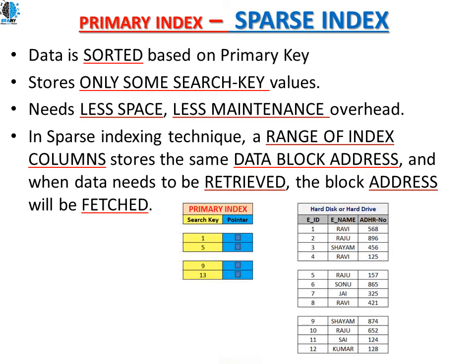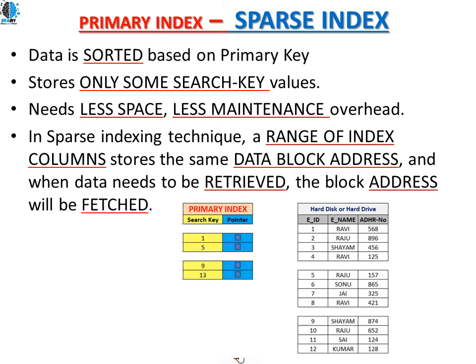I have the data in each block. As you can see, on the hard drive, I have the employee ID. The data is already sorted by employee ID, sorted based on primary key: 1 to 4, 5 to 8, 9 to 12. I have 3 blocks of data, right? Whereas in the primary index, I have search keys 1, 5, 9, 13. Only search keys.